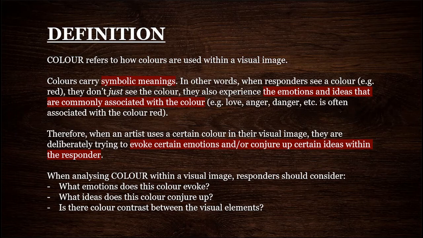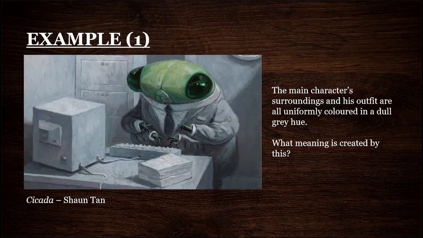If you're not too sure what emotions or what ideas are associated with certain colors, you can easily go online, and there are plenty of websites that will have tables explaining the symbolic meanings of each color. So I'll leave that up to you if you need the extra help. Okay, so let's have a look at some examples now.